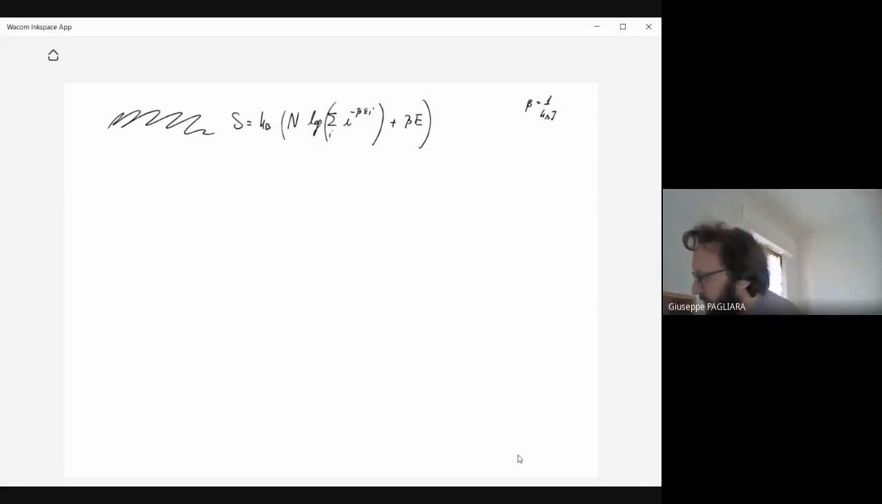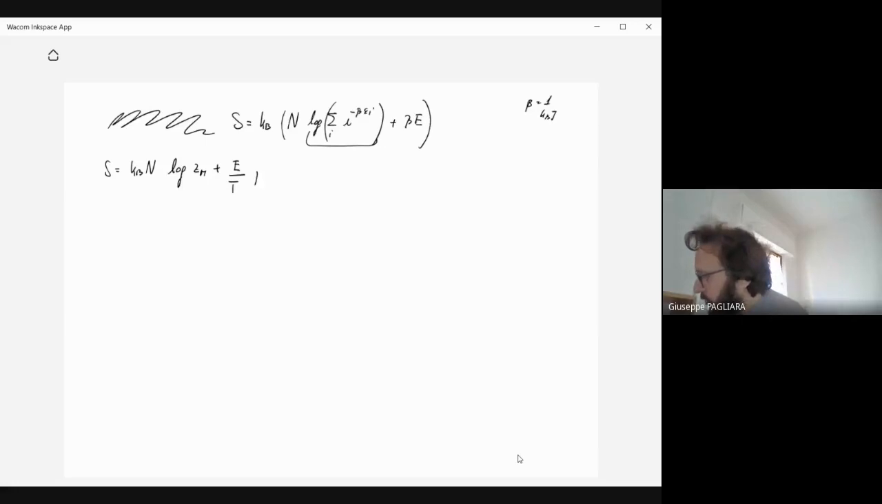which can also be rearranged in the following way. This is k_B N. Now this is the log of the canonical partition function. So this is the log of zeta m plus E divided by T. Okay, so this is the entropy, k_B N log of zeta m.